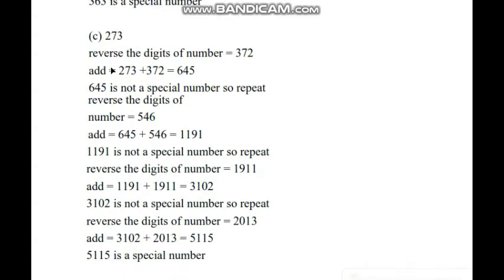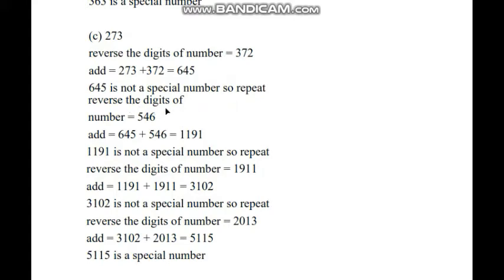Here 273. Reverse the digits of the number, that means turn it back to front. Here 372. Now add both numbers together. So 273 plus 372 is equal to 645. Now 645 is not a special number. So carry on with this number and repeat the first two steps again.